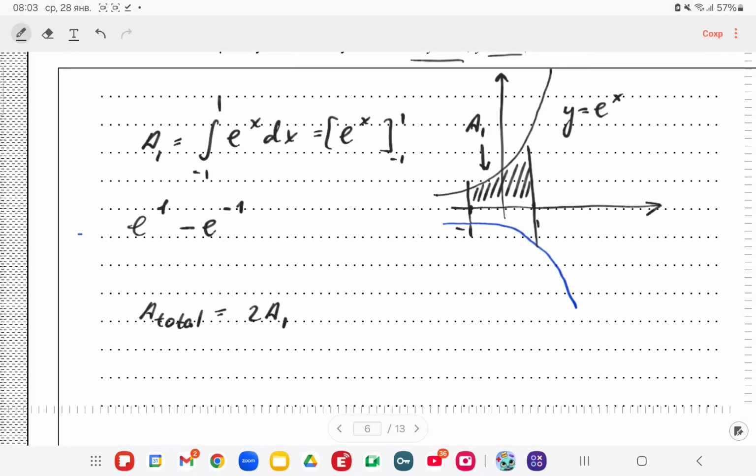And now let's just plug in our answer. So this answer should be plugged here. Okay, so let's write it down. e minus e to the power of -1.